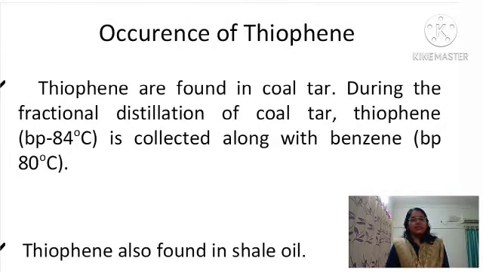Another better method to recover thiophene from benzene is by refluxing with aqueous mercuric acetate, so that thiophene will get easily mercurated but benzene remains unaffected. After getting the mercuric derivative of thiophene, it is carefully distilled with hydrochloric acid to recover thiophene.